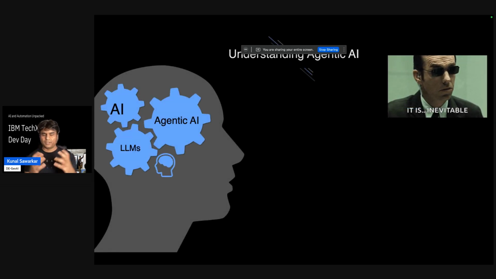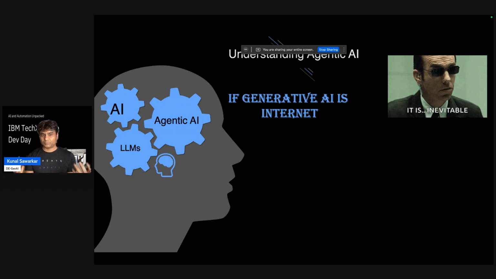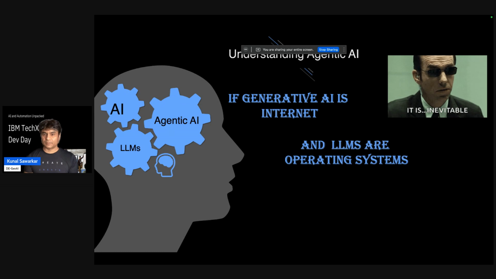Now, people use the word agent in whichever way and form they consider suitable. But before I jump into what Agentrix can do, let me start by defining what agentic AI is. If generative AI is like the internet, as everybody is comparing it to, then you can think of LLMs as the operating systems. They offer general purpose intelligence through which you can communicate and solve the majority of your intelligence tasks, just as you could do with a traditional operating system for computing tasks.